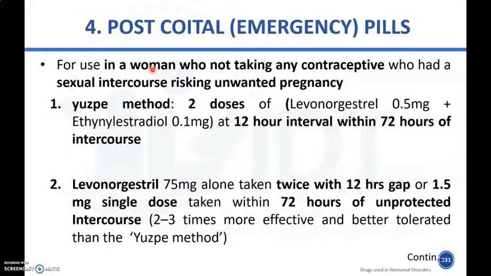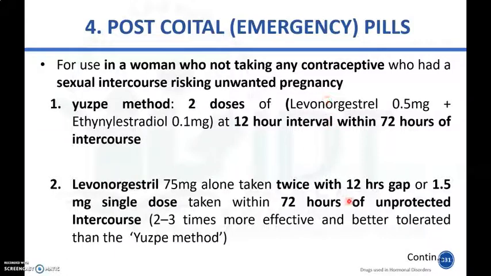Now, coming to the last type of oral contraceptive pills, that is the post-coital or emergency pills. So, we had discussed the combined pill, phased pills, and the progesterone only pill that we are taking for 21 days before the intercourse. So, in case a woman is not taking oral contraceptive and has had a sexual intercourse which is risking unwanted pregnancy, in that case we can use this post-coital or emergency pill. But there is one limitation: it should be taken within 72 hours of intercourse.